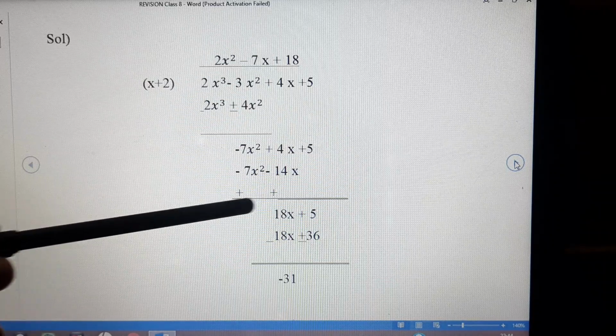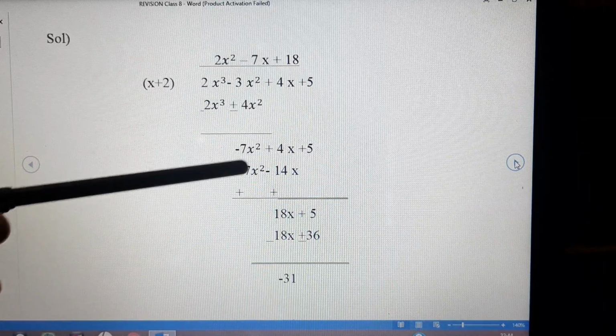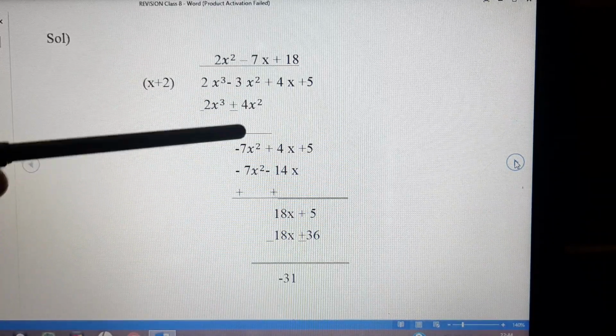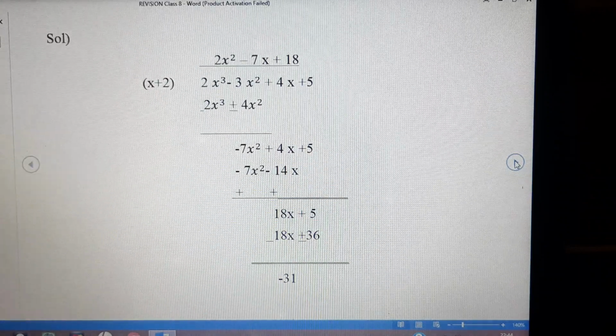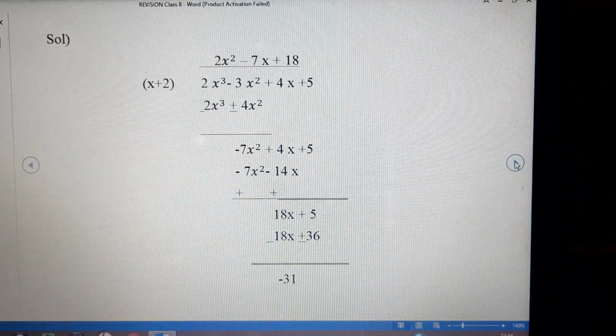We'll again change the sign because we are subtracting. So minus 7x square plus 7x square will be cancelled. They will be added because both have positive sign now. Same signs, they will be added.